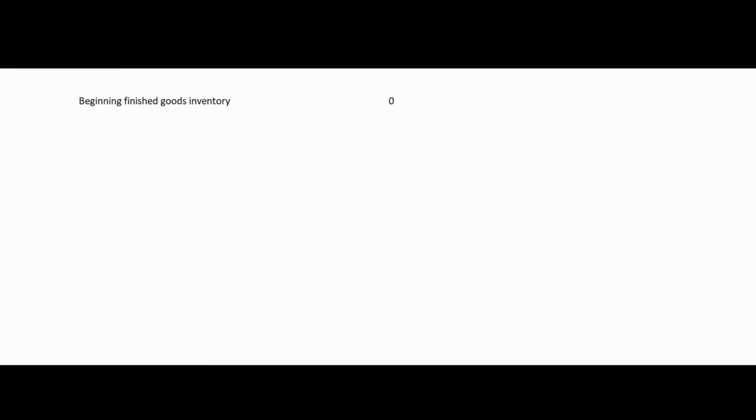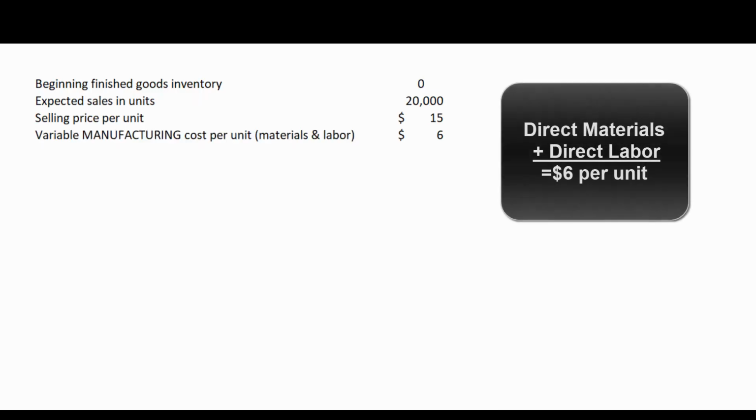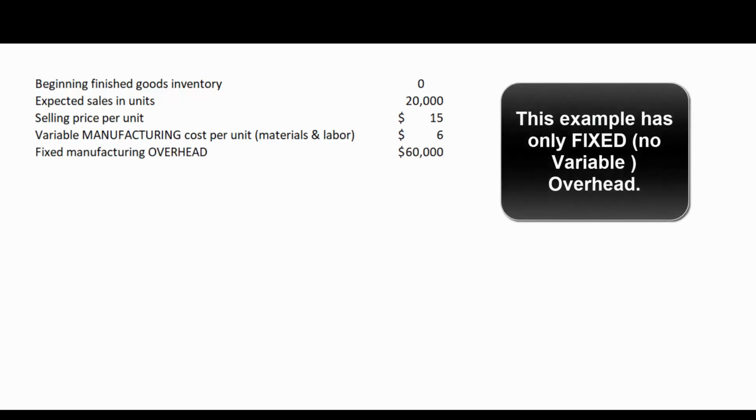Okay, let's do one with numbers now. Suppose we had beginning finished goods inventory of 0. We expect to sell 20,000 units at $15 a unit. In other words, sales will be 300,000. Our direct materials and our direct labor are $6 per unit. So whether we make 1 unit or 10,000 units, it's, let's say, $3 worth of labor and $3 worth of materials. Doesn't matter how that breaks down. Those are our variable manufacturing costs. And let's say we have only fixed manufacturing overhead and it's $60,000.